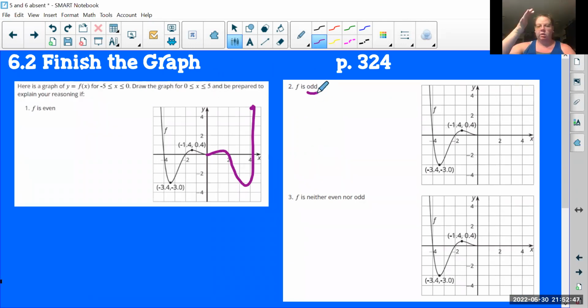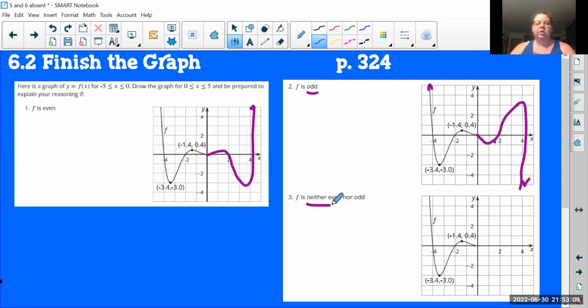Odd means I need to rotate it. So everything that's a hill is now going to be a valley, and everything that's a valley is now going to be a hill. So this is no longer a hill, it's going to be the valley on this side. This is no longer a valley, it's going to be a hill on this side. And since it's starting up here, if I rotate it 180 degrees, it's going to end down here. So then this would be like this.